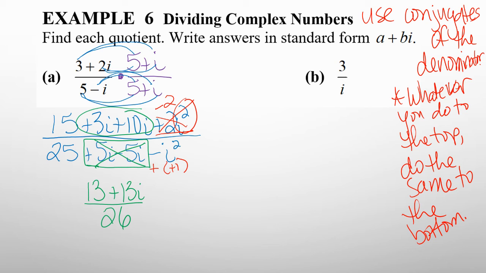Remember, this is technically a fraction, so we have to check to see, can I reduce it? So do 13, 13, and 26 have a common factor? And they do. I can divide everything by 13. So I have 1 plus i over 2.